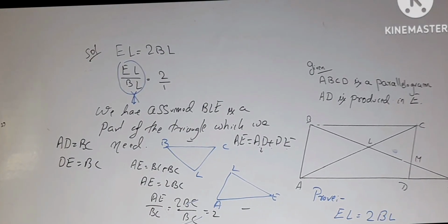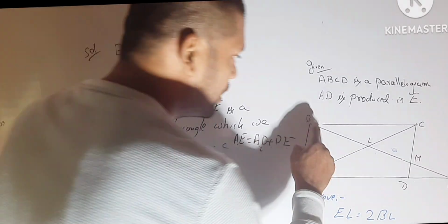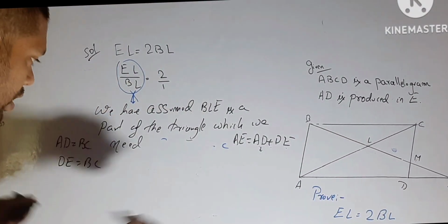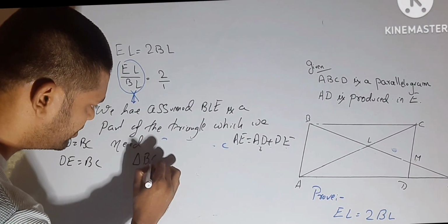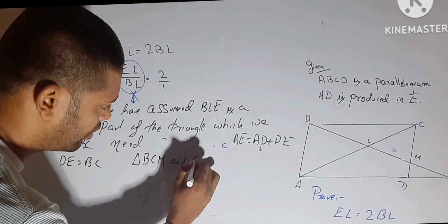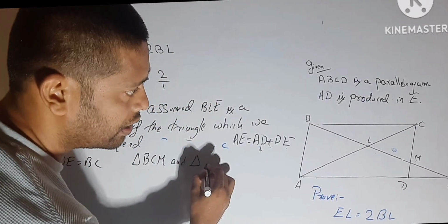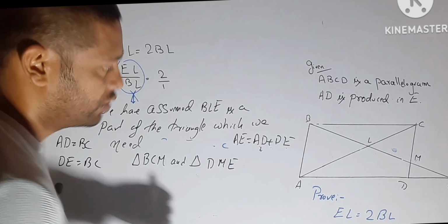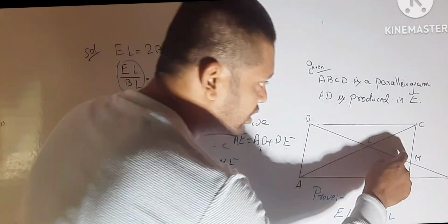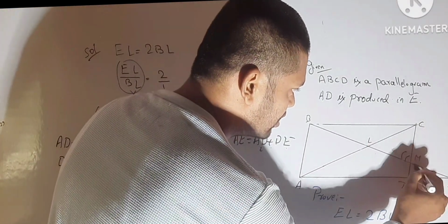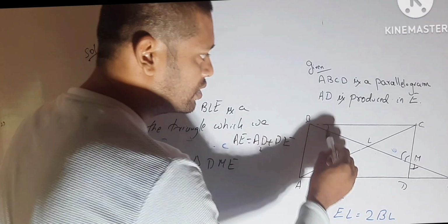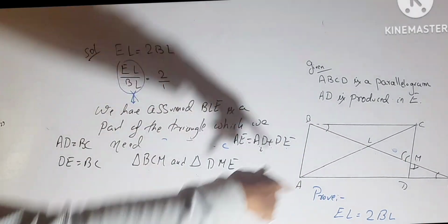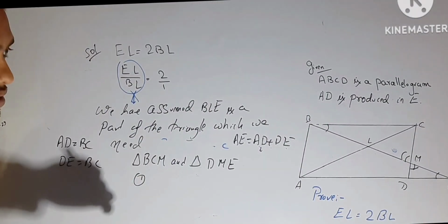Okay, so first I will prove BCM. Triangle BCM is there, and one more triangle is DME. So what are the things I can take? Sir, I can take the vertically opposite angle. Yes sir, vertically opposite angle, and one more, sir, alternate angle. Yes sir, because this is a parallelogram, it's a produced part, as I already told you in the last class also.